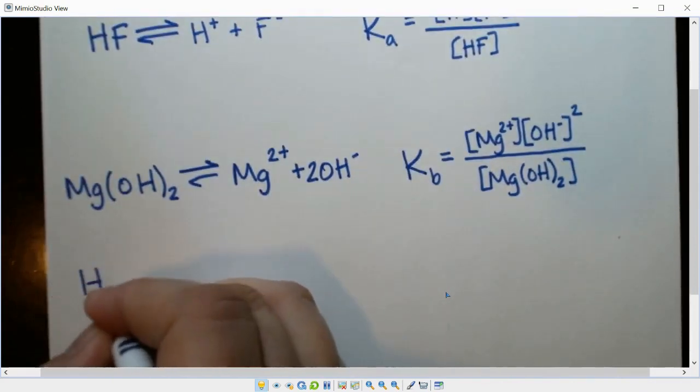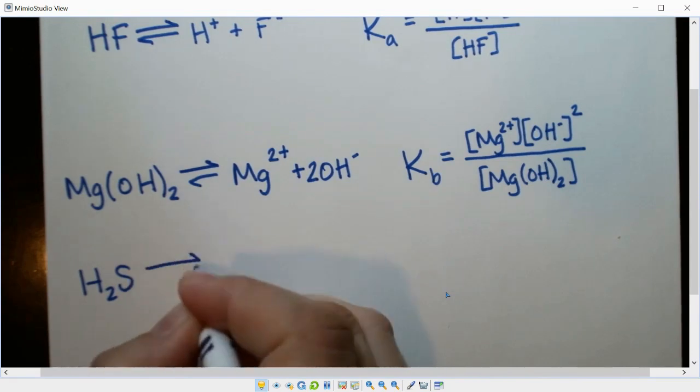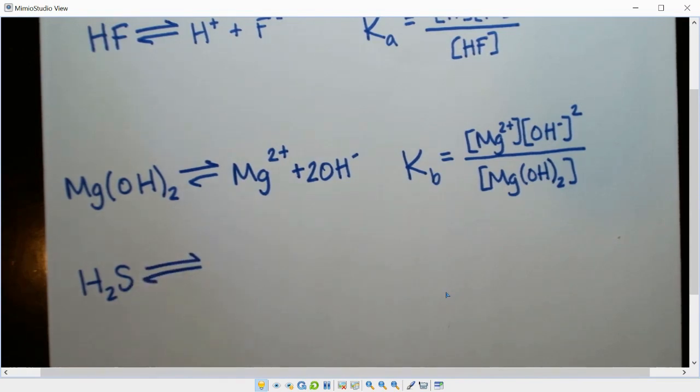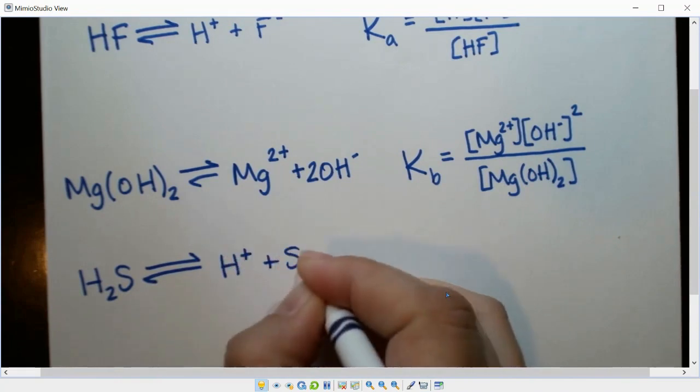Let's say we have H2S. Again, we check to see is it an acid or a base. If it starts with a hydrogen, that's a good clue that it's an acid. Then we check to see is it weak or strong. This is weak, and we know it's weak because it's not strong, and we've memorized our strongs. So 2-headed arrow, break it into its ions.